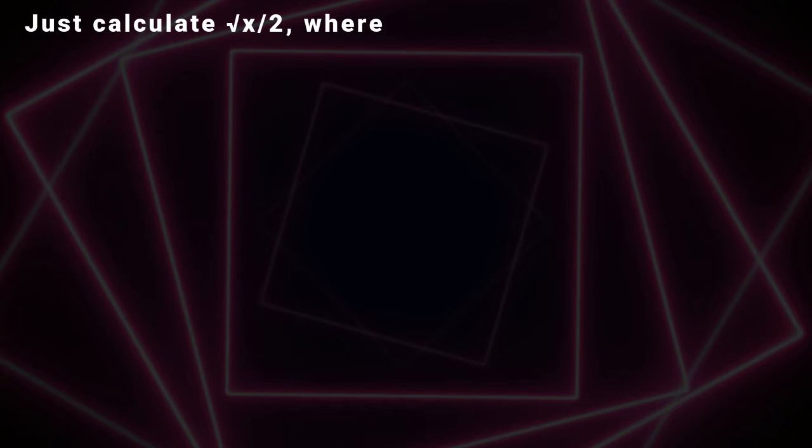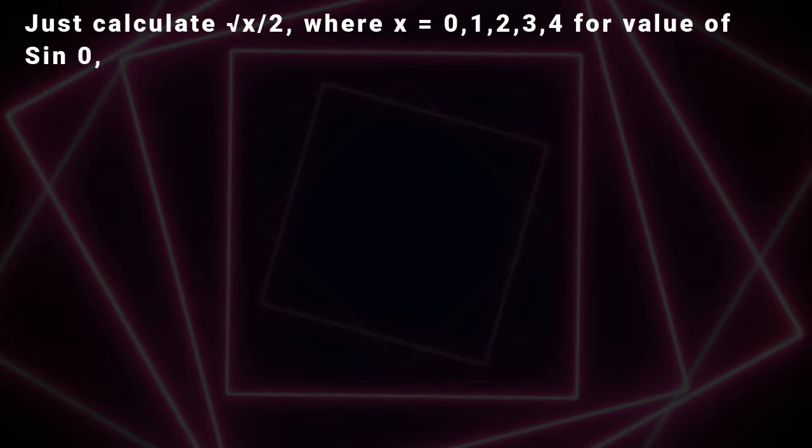So here comes the life-changing tip that will make your life easy, and it will be very easy for you to remember the values of theta. You just have to calculate the values of root x upon 2, where x would be 0, 1, 2, 3, 4 for values of sin 0, 30, 45, 60 and 90 respectively.